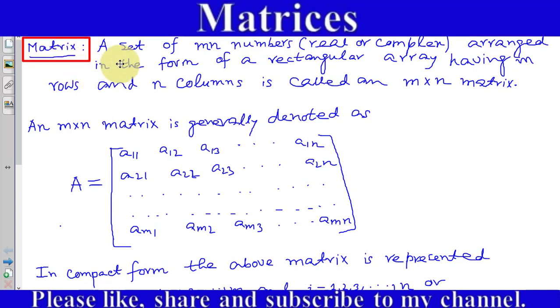Matrix: a set of mn numbers, real or complex, arranged in the form of a rectangular array having m rows and n columns is called an m by n matrix.